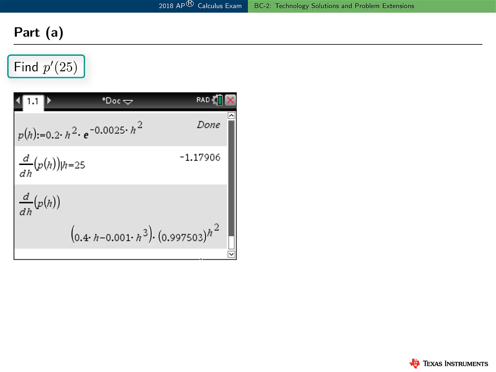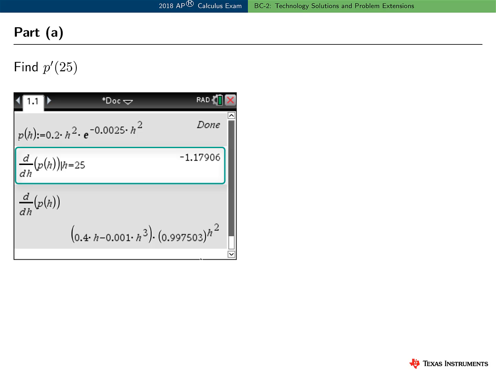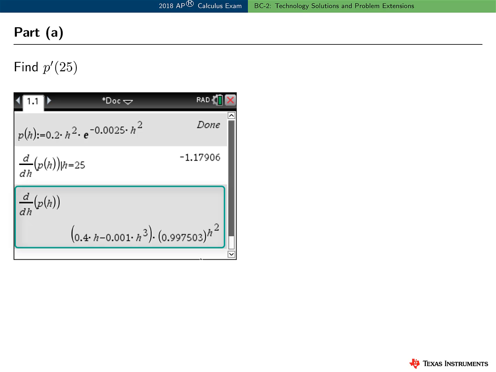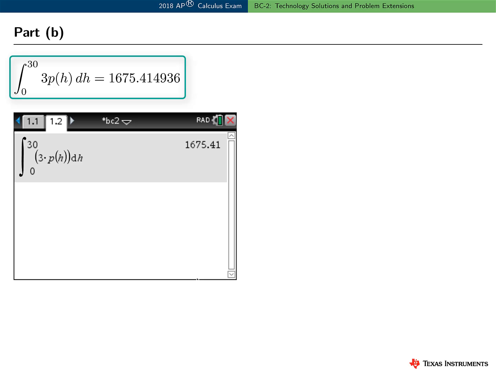Here's how we can use technology to solve Part A. Using a TI-Nspire, I first defined the function p, and then I simply found the first derivative and evaluated this expression at h equal 25. And here's an interesting result that was presented by some students who used a CAS graphing calculator on the exam. See if you can figure out where the 0.997503 comes from.